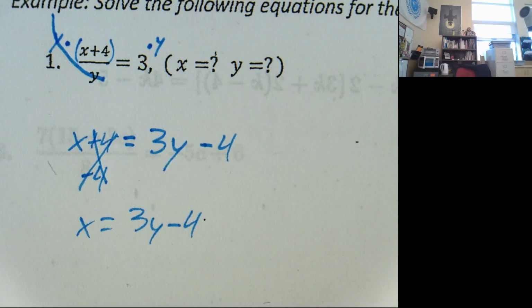Bet on it? Acknowledge. So, answer my question first. Have we isolated x? Is it alone? Yeah, so we're done.